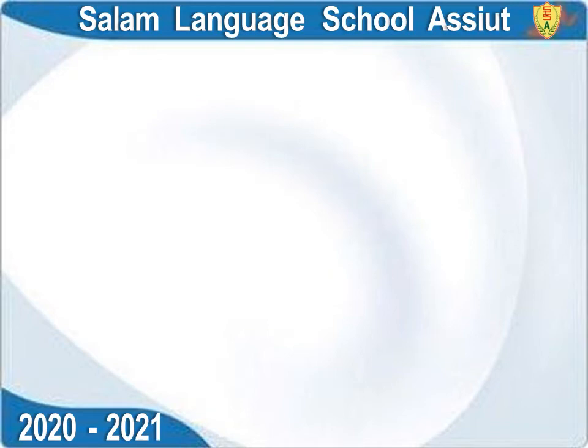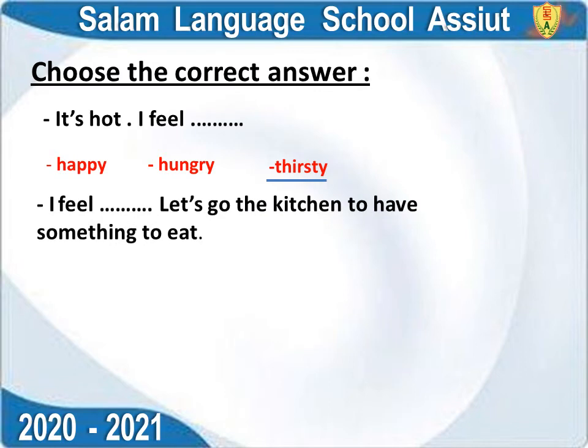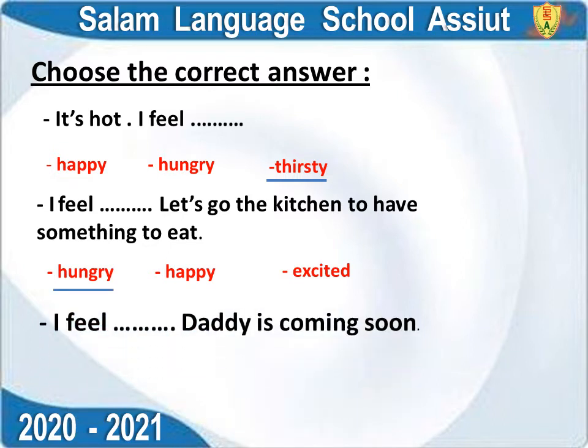Let's do some exercise. Choose the correct answer. It's hot. I feel happy, hungry, thirsty. I feel thirsty. Excellent. I feel... Let's go to the kitchen to have something to eat. I feel hungry, I feel happy, I feel excited. Yes, I feel hungry. I feel... Daddy's coming soon. Hungry, excited, thirsty. Yes, I feel excited.